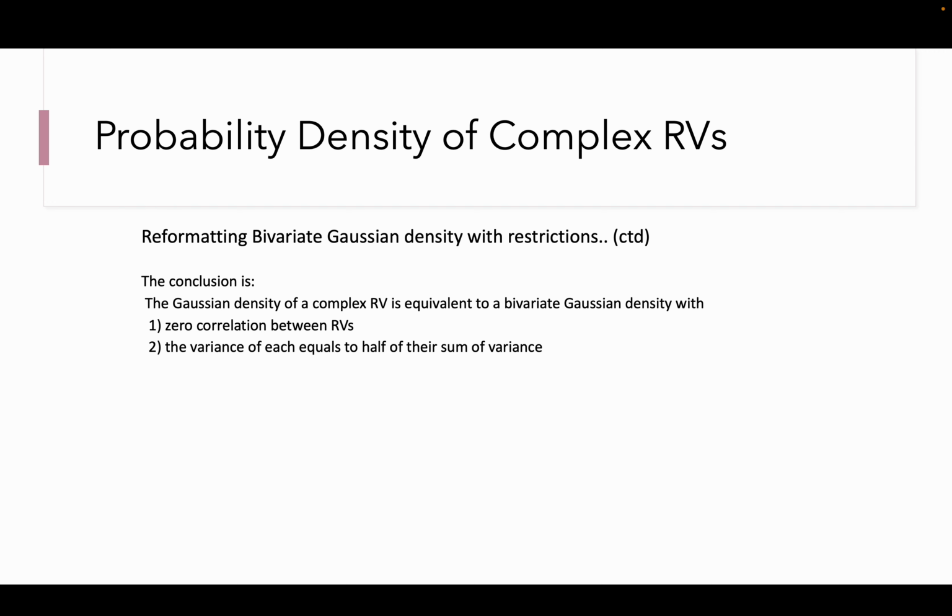The Gaussian density of a complex RV is equivalent to a bivariate Gaussian density with zero correlation between the random variables and the variance of each equal to half of the sum of the variances. So that's the conclusion. We deduced the PDF of a complex random variable, which is equivalent to a bivariate Gaussian density with the following restrictions. We just proved it.